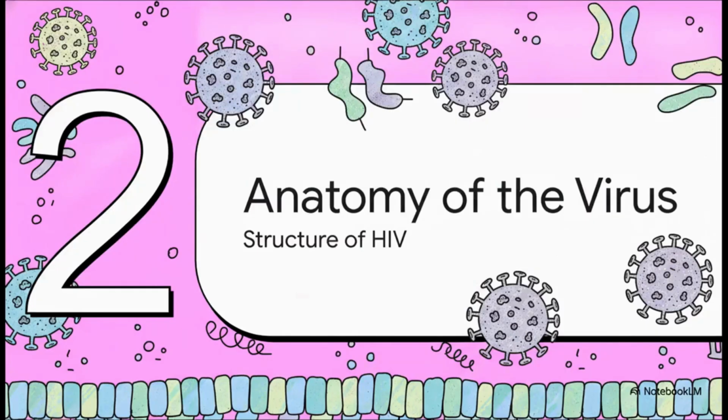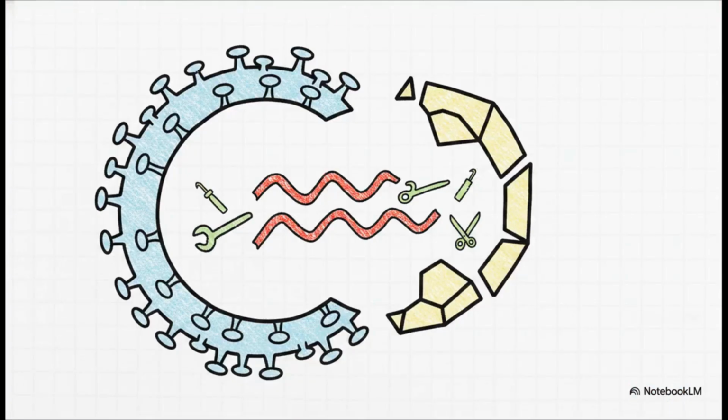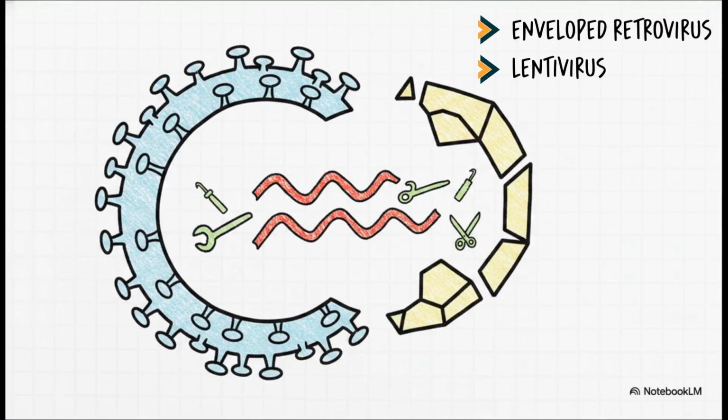Moving right along to Section 2, Anatomy of the Virus, Structure of HIV. Let's take a close look at the actual physical tools and disguises our microscopic intruder uses to pull off this biological heist. Now, HIV is an enveloped retrovirus, specifically a lentivirus, and man, it comes fully equipped for infiltration. It features this lipid envelope, which is actually a host-derived membrane. It literally wears a disguise made from the very cells it previously attacked.